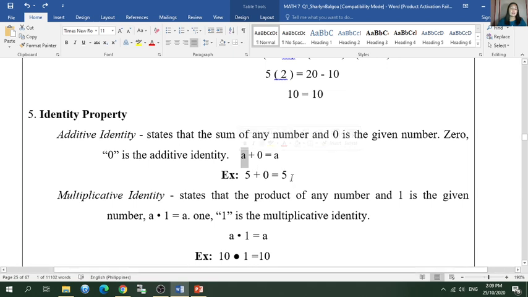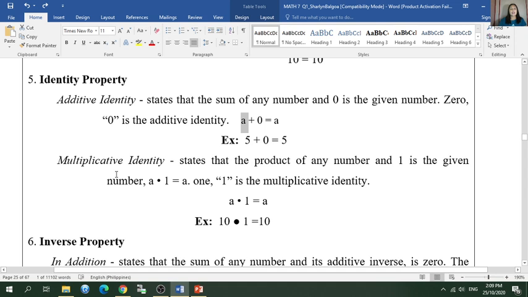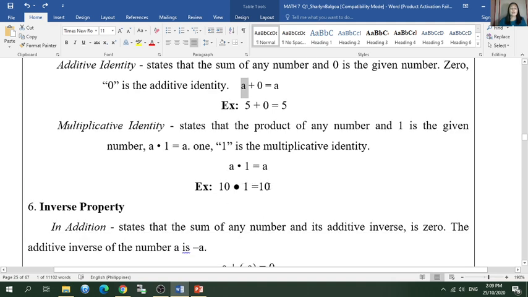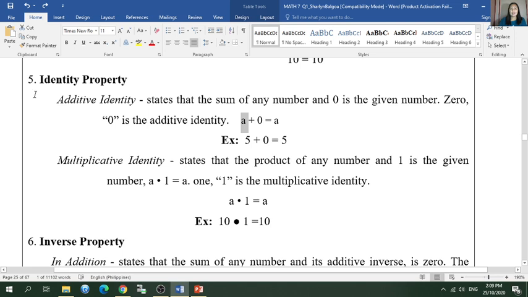So, identity. Okay? Identity. And we have multiplicative identity. It is multiplied by 1. Kaya nga meron tayong multiplicative identity property. Any number multiplied by 1 is any number. Just like 10 times 1 equals 10. Di ba? 100 times 1 equals 100. So do not forget about identity property. We have additive, added by 0, multiplicative, multiplied by 1. So this will be your keyword, okay, in the identity.